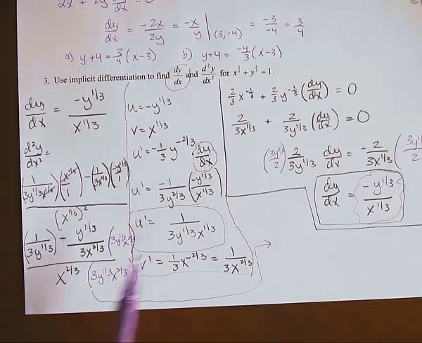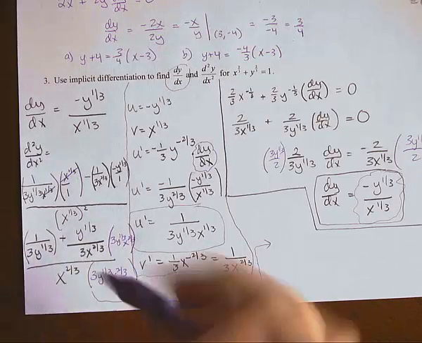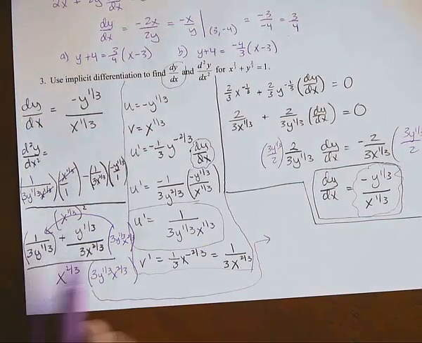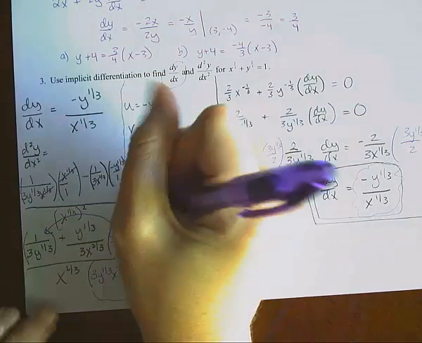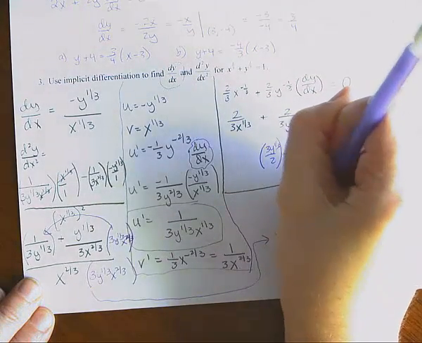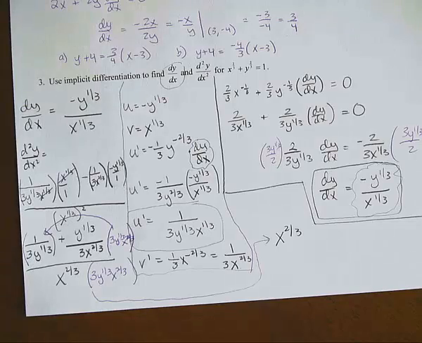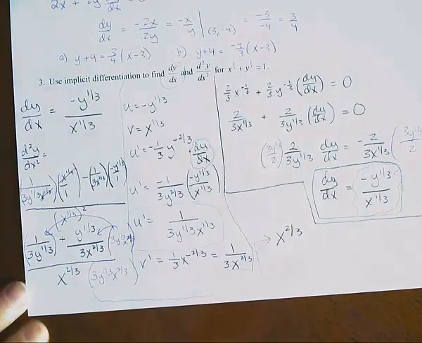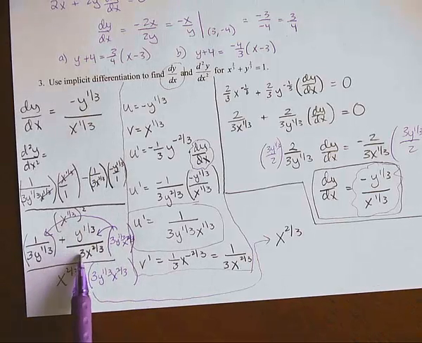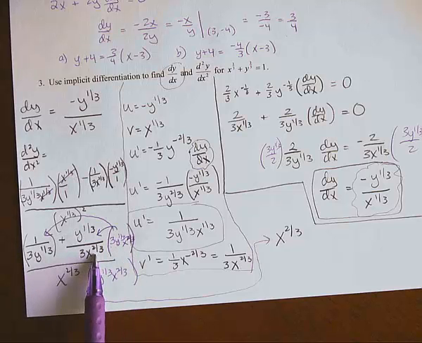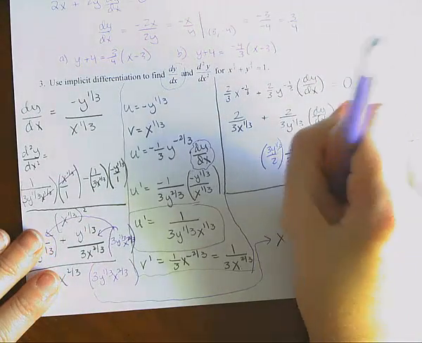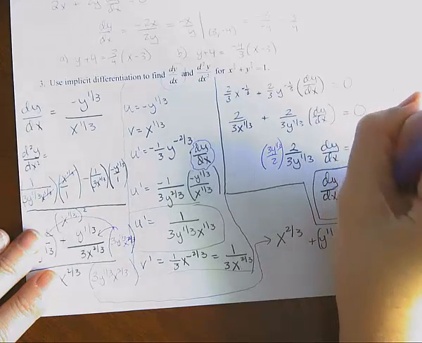Okay, when I multiply 3 y to the 1/3 x to the 2/3 to this first term, the 3's are going to cancel, as well as the y to the 1/3, leaving me with just x to the 2/3. Then when I distribute that term to this second part, the y to the 1/3 over 3x to the 2/3, the 3's are going to cancel and the x to the 2/3 are going to cancel, leaving me with y to the 1/3 times y to the 1/3.